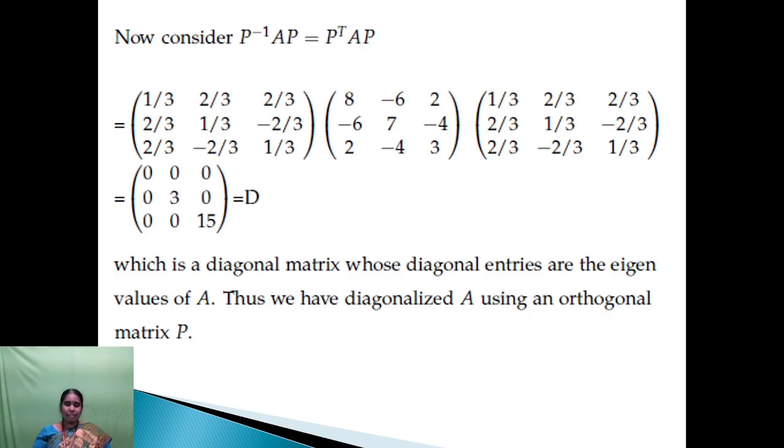On multiplying the three matrices, we obtain a matrix with diagonal entries 0, 3 and 15, which is nothing but D, the diagonal matrix whose diagonal elements are the eigenvalues of the given matrix. Thus, we have diagonalized the matrix A using an orthogonal transformation, and found the value for the given matrix in terms of the diagonal matrix D.